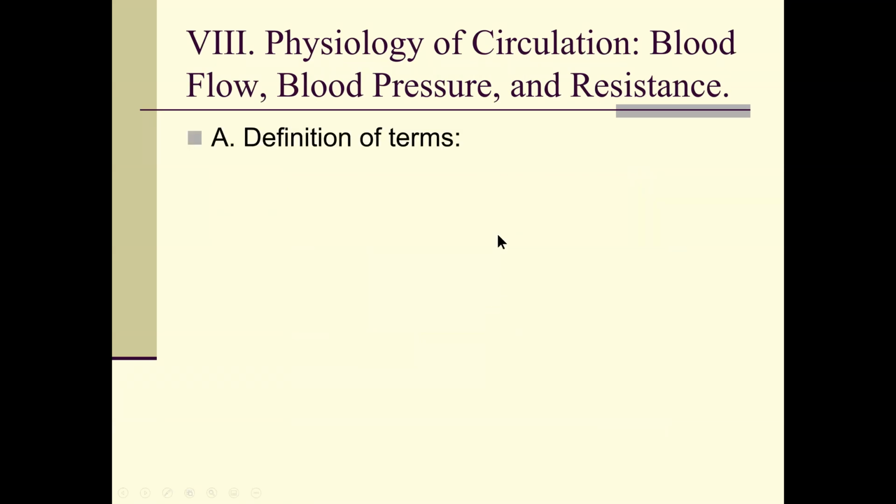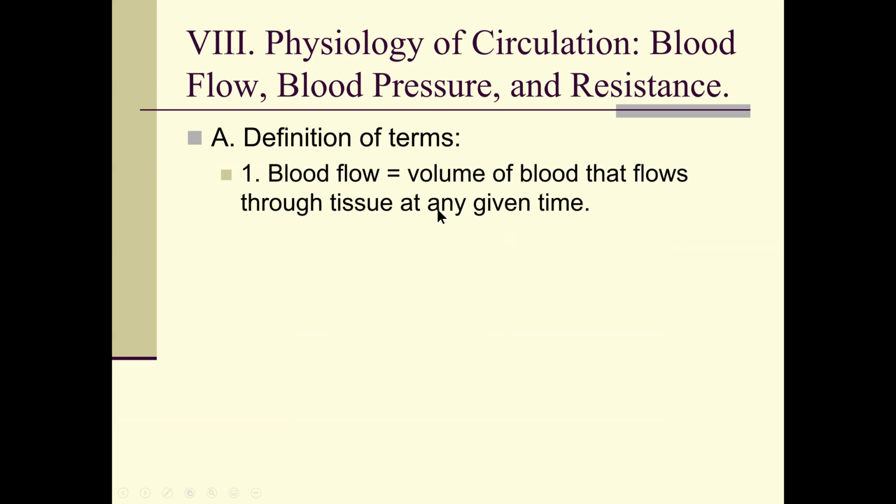Physiology of circulation: blood flow, blood pressure, and resistance. Okay, definition terms: blood flow is the volume of blood that flows through tissue at a given time. You might talk about milliliters of perfusion per gram of tissue. This is cardiac output. These are obviously some of the equations you're going to need to know. You might get a problem on a multiple choice question about calculating cardiac output.